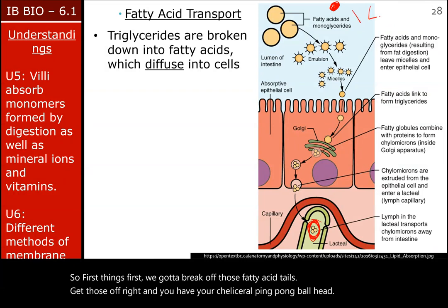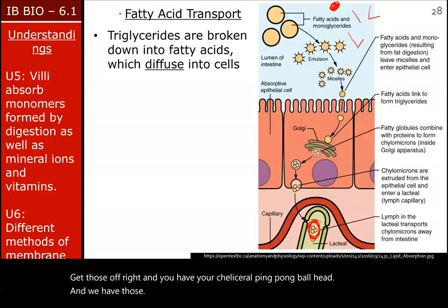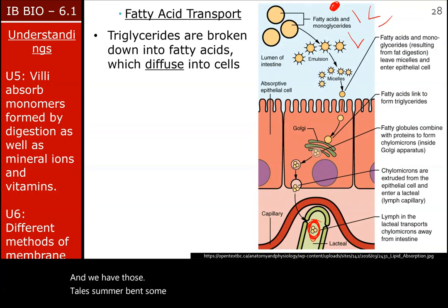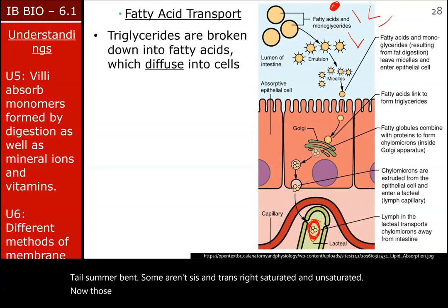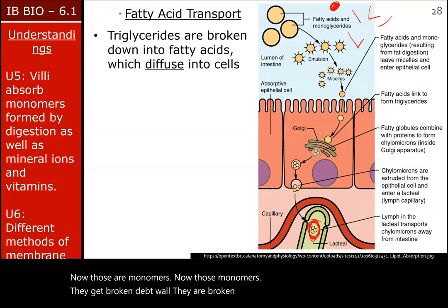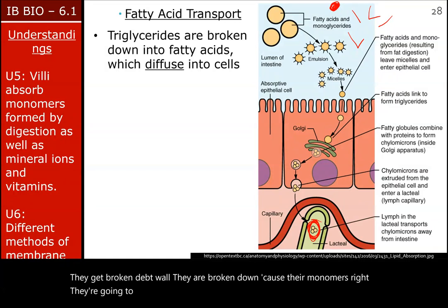And we have those tails. Some are bent, some aren't. Cis and trans, right? Saturated and unsaturated. Now, those are our monomers. Now, those monomers, they get broken down. Well, they are broken down because they're monomers, right? They're going to diffuse into the cells, into those villi.